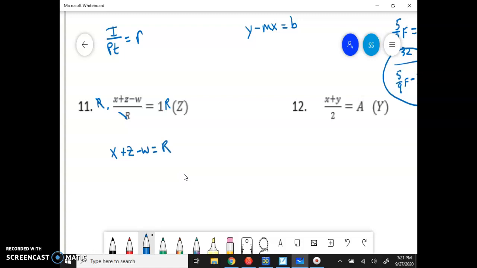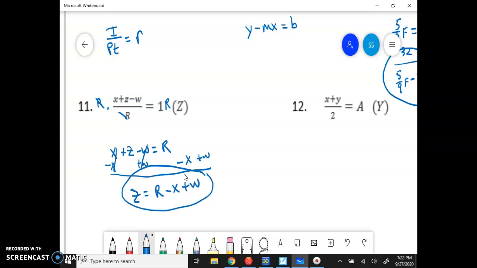And now I need to isolate z. Okay, so I need to subtract x and add w. And that's all I have to do on this side too, right? Minus x plus w. We can rewrite this here. I get z is equal to r minus x plus w. And that's it. I've isolated z.